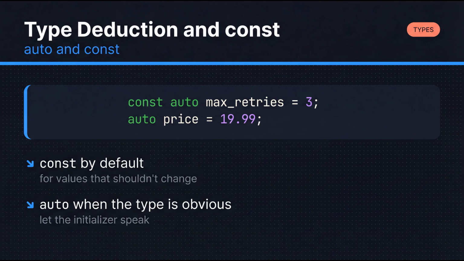Use auto when the initializer already makes the type obvious. auto price = 19.99. The compiler deduces that price is a double from the literal. You don't need to write double explicitly. The combination of const and auto reduces noise in your code while making intent clearer. const says this value is fixed. auto says the type is obvious from context. Use both liberally.